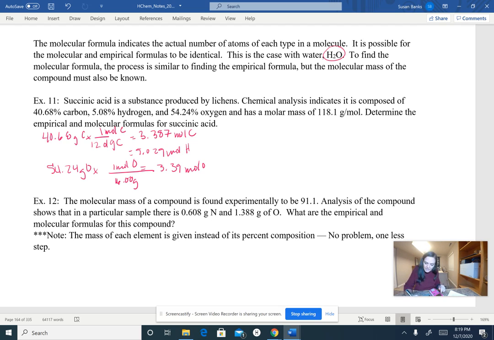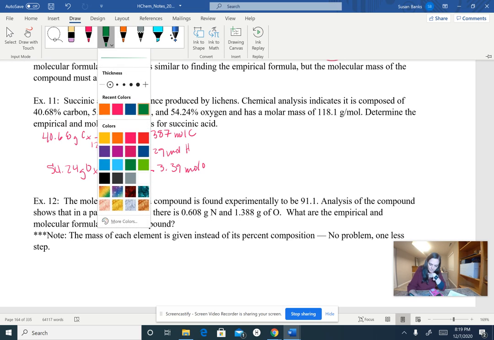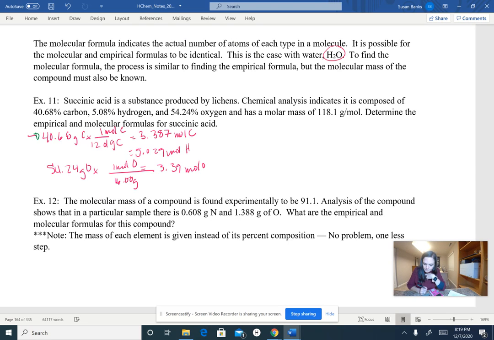Now, do you guys remember the next part? We always had to find the least number of moles. So which one's the smallest? Isn't carbon the smallest? So we're going to use carbon as our divisor here. I'm going to divide everything by 3.387. That gives me 1. Dividing this by 3.387 gives me 1.5. And if I divide this by 3.387, that also gives me 1.